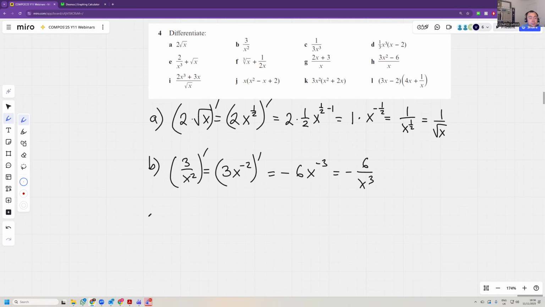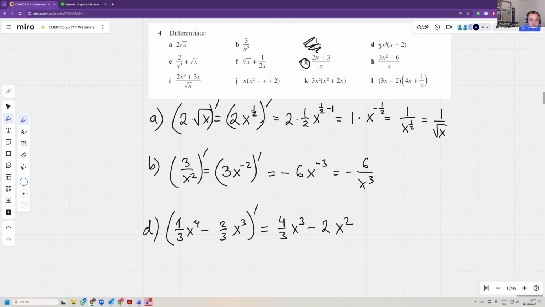D. Just going to skip C. To do D, you need to open the brackets first. So it's going to be 1/3 minus 2/3 x to the power 3. And now if you differentiate that, you find 4/3 x cubed minus 6/3, which is 2x to the power 2. Okay.